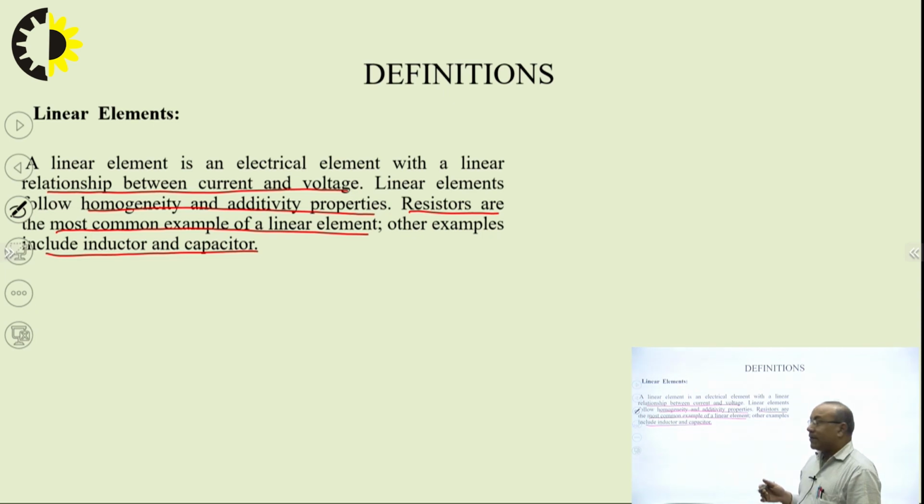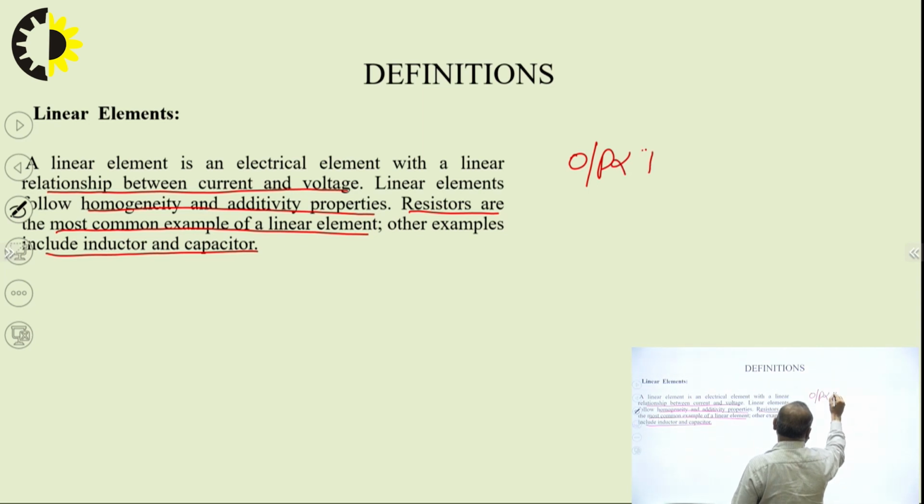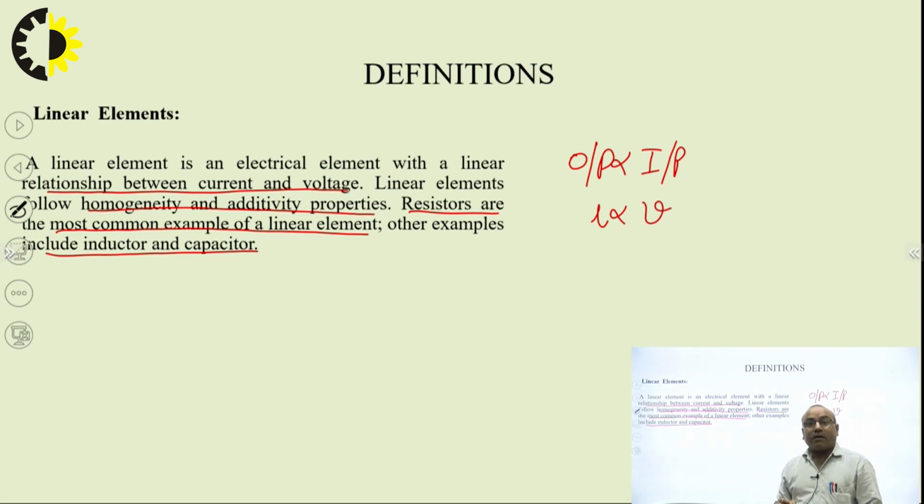Now let us elaborate: what are the homogeneity and additivity properties? Homogeneity means the linearity property, where output is directly proportional to input. Take resistance, the common example of a linear element. Current output is directly proportional to voltage input. When some voltage is applied across a resistance, a current passes through it, and that current is directly proportional to the applied voltage. That is the homogeneity property.